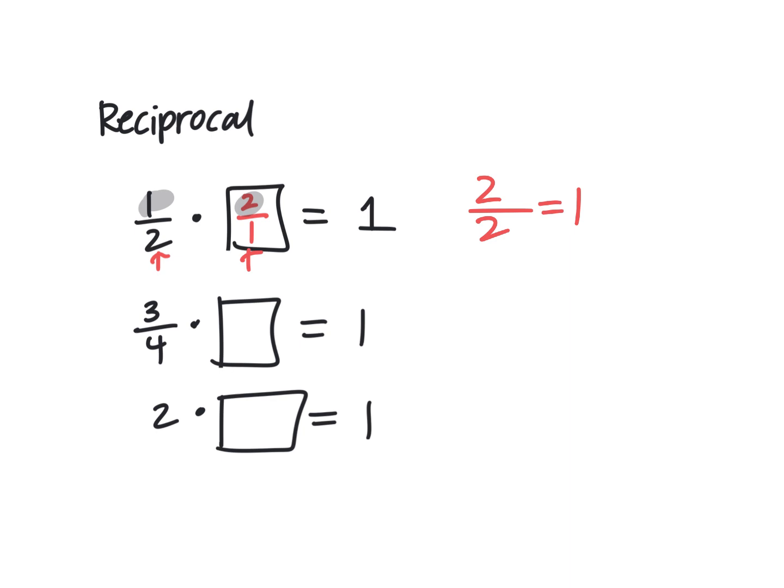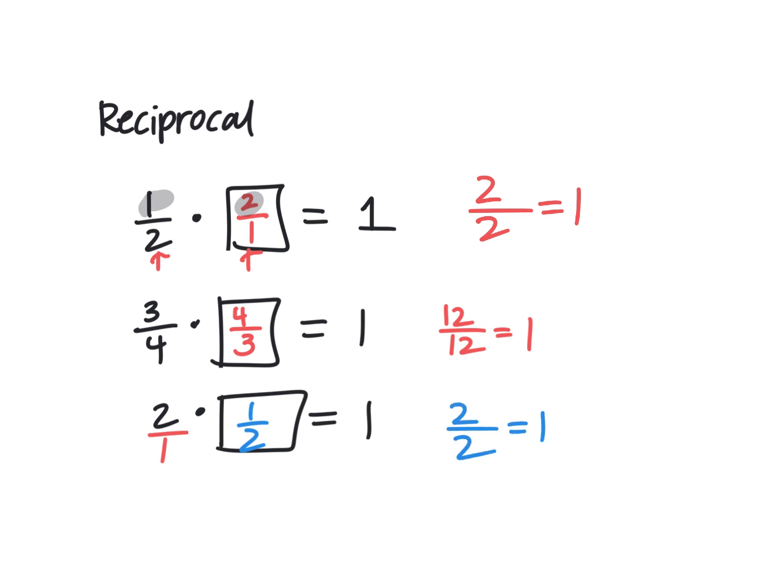Same thing with 3/4. If I times that by the reciprocal, or 4/3, I get 12 across the top, 12 across the bottom, and that equals 1. For 2, let's see, if I put a 1 underneath it, now if I flip it, I get 1/2, and now if I multiply 2 across, that equals 1.